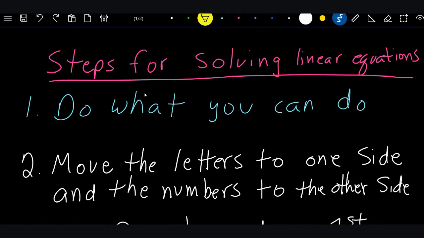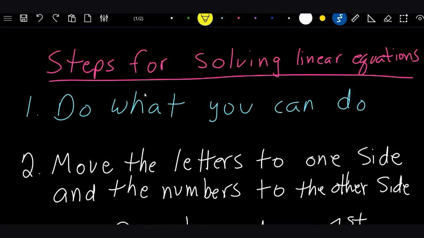You can look and say, okay, it says 3x plus 2x. Well, I can do that because those are like terms, so I can combine those. Is there anything that I can do? Maybe we've learned how to distribute. Maybe you'll see something that allows you to distribute, and we know how to distribute, so that's something that you can do. Do what you can do. Look at it and say, okay, I can solve that. I can do that.